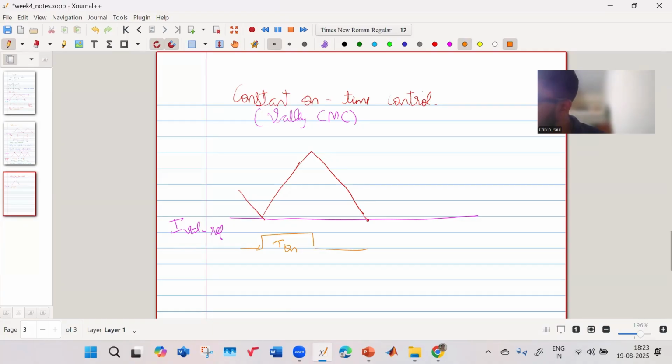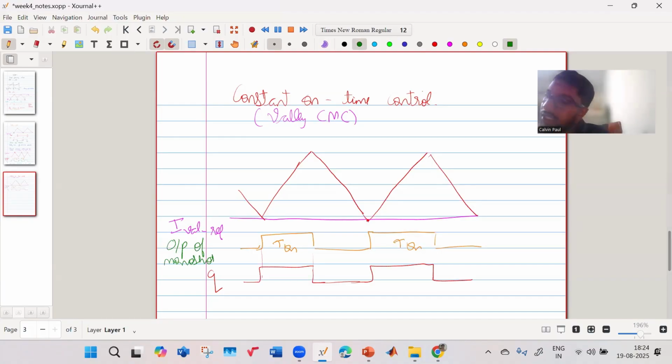Then again, what will happen? Your monoshot timer will rise and remain on for this fixed time T on, for which your current will again rise. Once the time is over, it will fall. Okay, so this is how constant on time control looks. And your gate signal also will be like this. This is your gate signal Q. And this is the output of your monoshot.